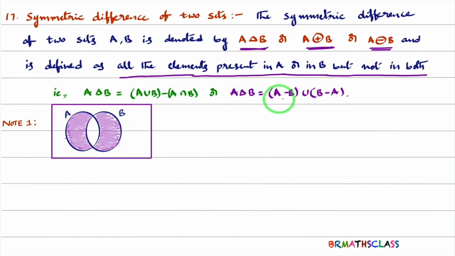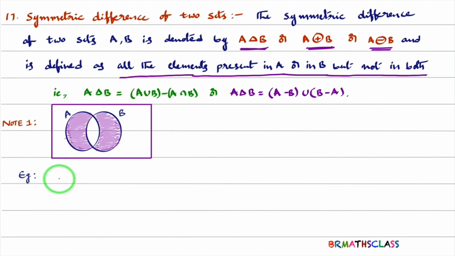See, A minus B, we know that just now we learned this shaded region is A minus B, and this shaded region is B minus A. When we do their union, then also we are getting the symmetric difference of two sets. So, in this Venn diagram, the shaded part is the symmetric difference between two sets, right?